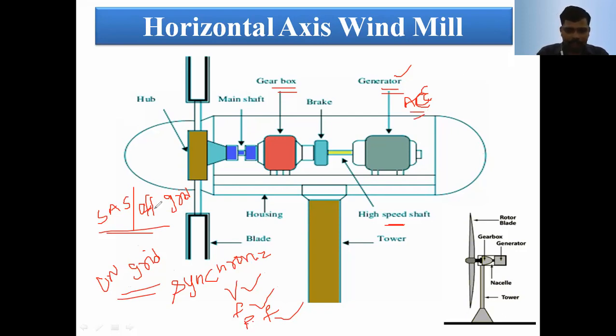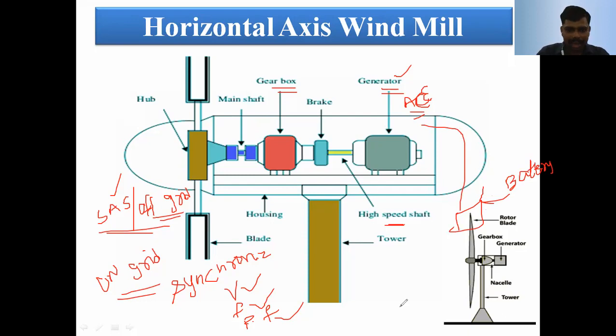And the second one is the off-grid system, or standalone system. The output is connected to the battery. But the output of the wind turbine is AC, which is converted to DC with the help of a rectifier and stored in the battery. After that, we connect an inverter, DC to AC, so we can utilize it for the load.